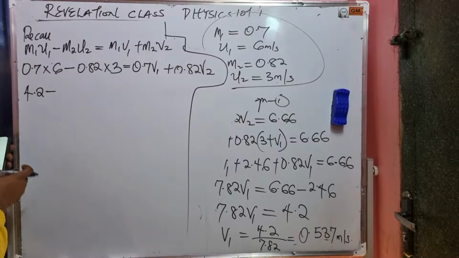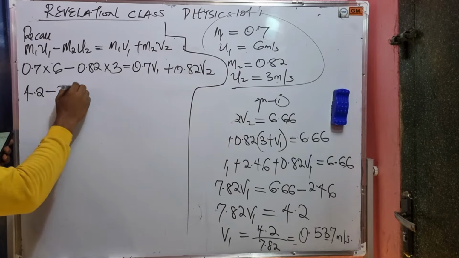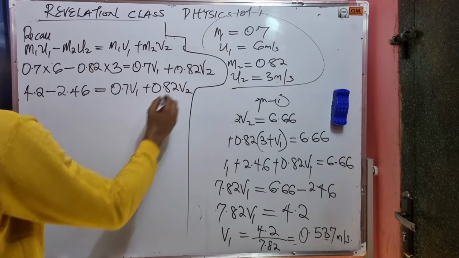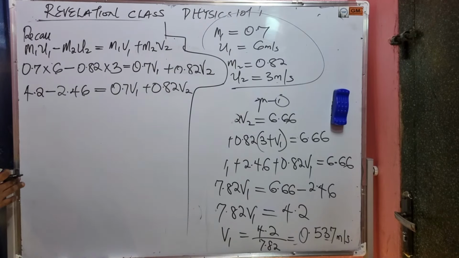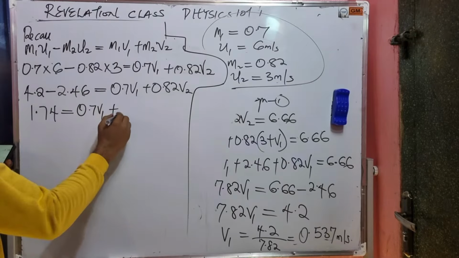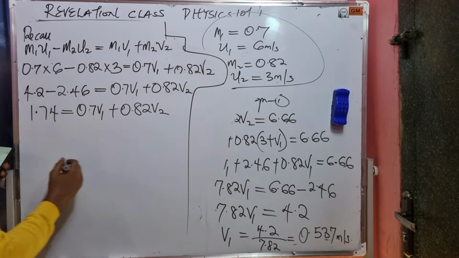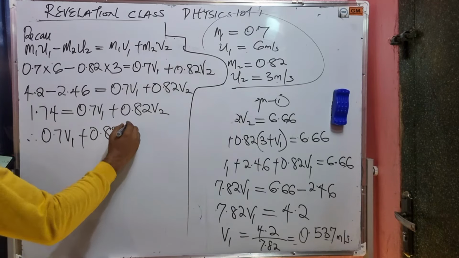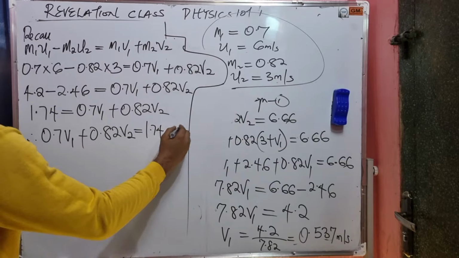Now let's solve. Here we have 0.82 times 3 will give us about 2.46 equals to 0.7 V1 plus 0.82 V2. Is that clear? So here we have, so this value minus 4.2 minus what we have here will give us 1.74 equals to 0.7 V1 plus 0.82 V2. Therefore, we can say this is the same as 0.7 V1 plus 0.82 V2 equals to 1.74, equation 1.